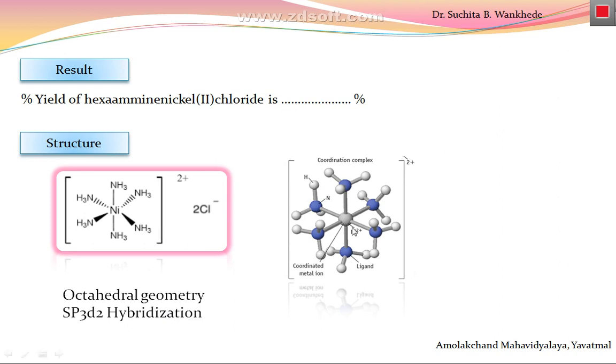Here the central nickel dipositive metal ion is there, to which the blue colored balls, represented by the nitrogen of ammonia, are attached. 6 ammonia molecules are attached to it. Those ammonia molecules are called the ligands.